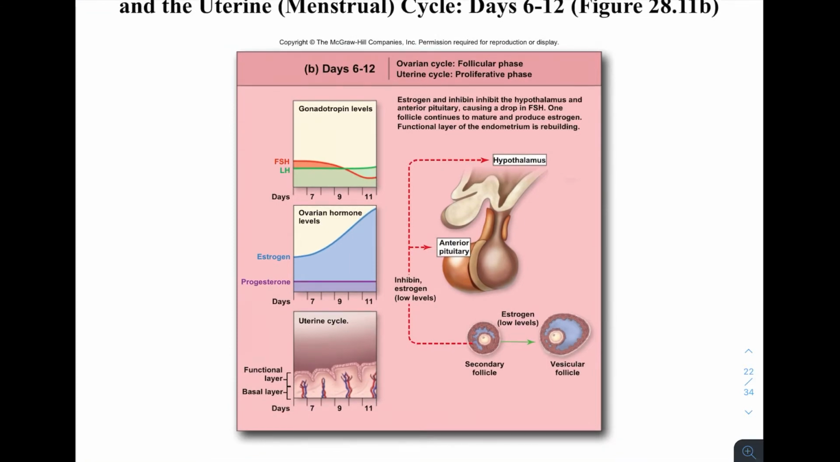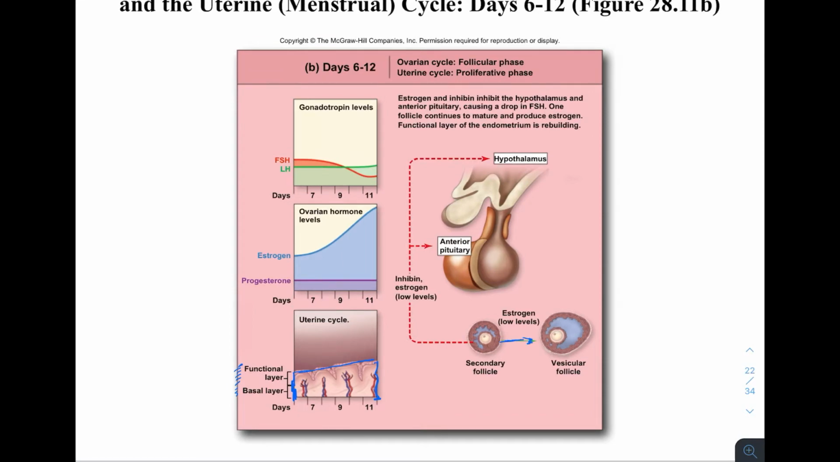Next, we're going to look at days 6 through 12. And for days 6 through 12, what we see, and this is after we saw that we had that menstrual flow, the endometrial lining begins to get thicker. So you can see that day 6, for example, is here, but then the endometrium starts to thicken, and that is what's happening in the uterine cycle.